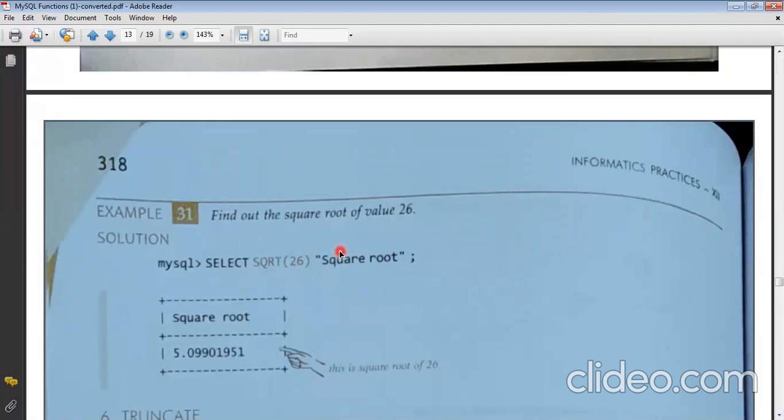Again, after that, there is just a column name which is optional. If you want to specify it, that is good for you. If you do not want to specify it, it is your choice entirely. So this is the way you can find the square root of any given number. The question would be to find the square root of the value 26. You should be very much capable of writing this, that is how the sqrt function has to be written. So this is the way it will be written.